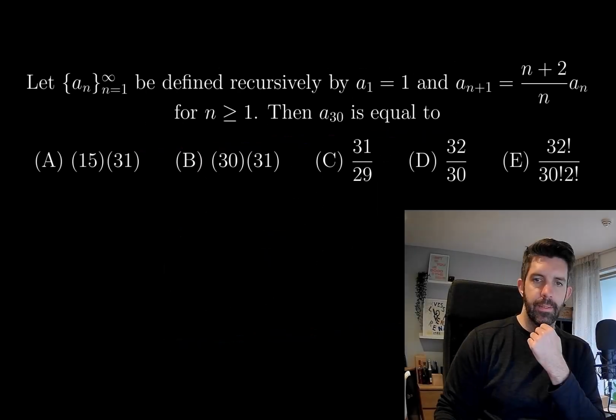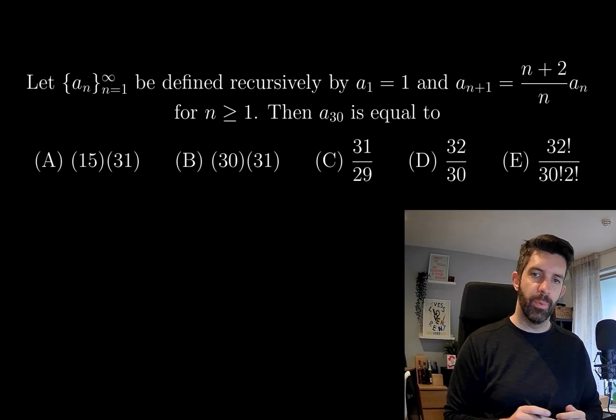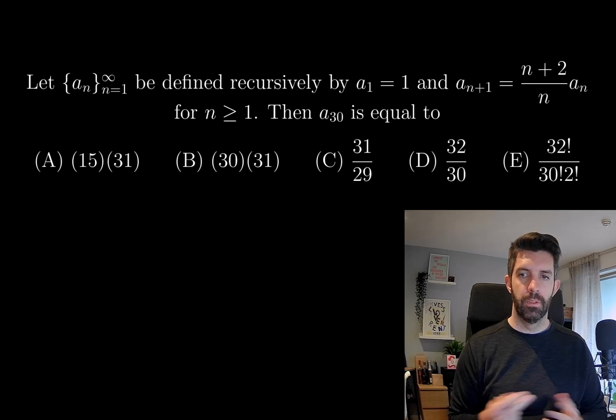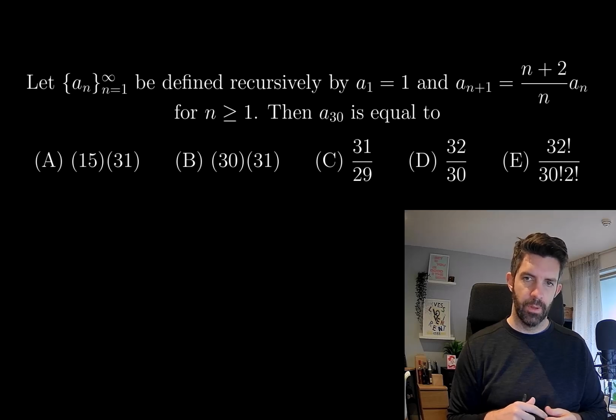Let a_n be defined recursively by a_1 = 1, and a_{n+1} = (n+2)/n times a_n, for n greater than or equal to 1. Then a_30 is equal to one of these possible options. Okay.